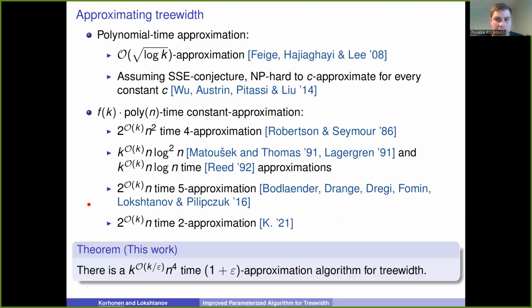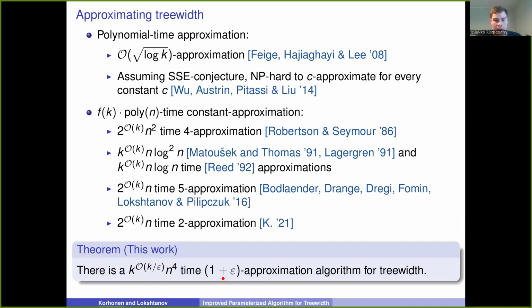And what we do in this work with Daniel is give an FPT approximation for Treewidth, but this time we can go below 2-approximation. We can do a 1 plus epsilon approximation for Treewidth in time k to the O of k divided by epsilon, times n to the 4. So again, very high polynomial. Our focus is on improving the dependence on k and the approximation ratio. For example, if you set epsilon to be 0.1, we get a 1.1 approximation for Treewidth in time k to the O of k.